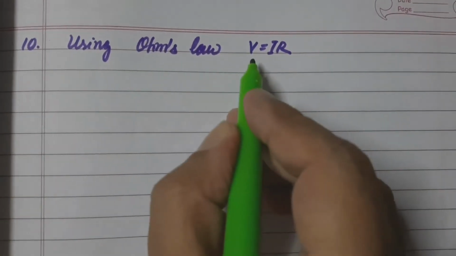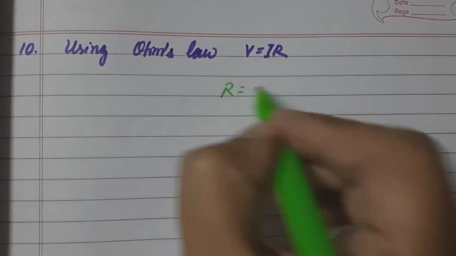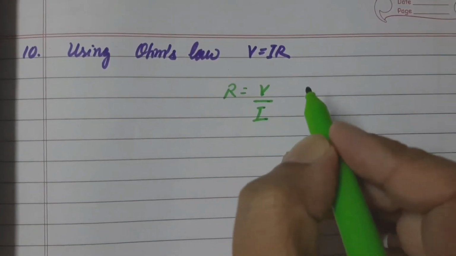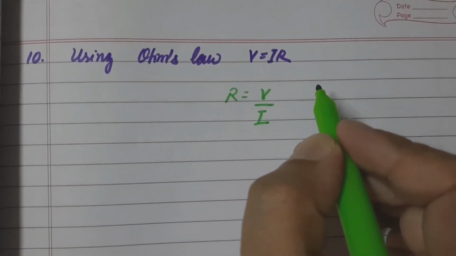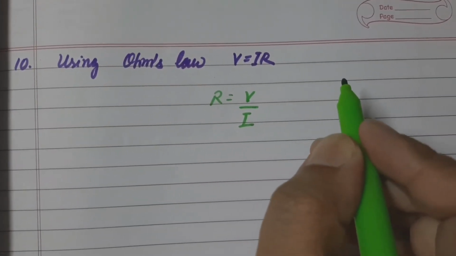Using Ohm's law, V equal to IR, we have to calculate R. R equal to V upon I. To calculate the resistance of the resistor, we take any one point, means any one set of the values.